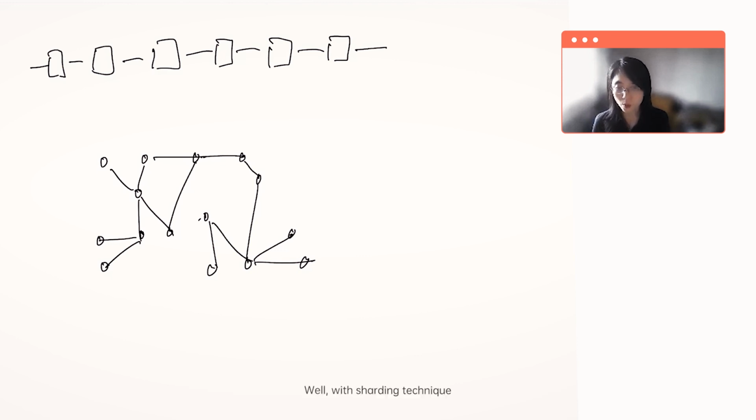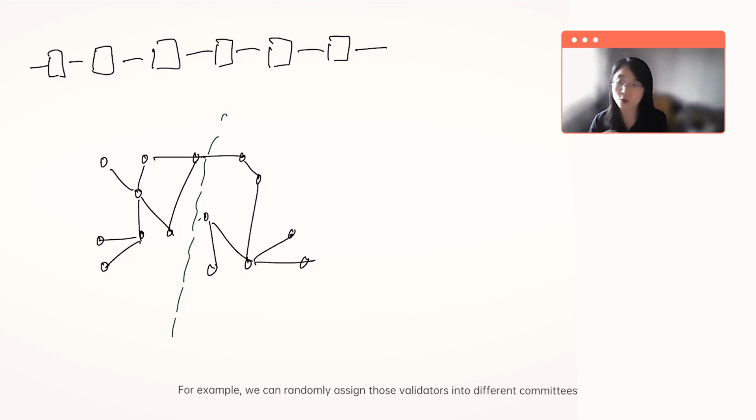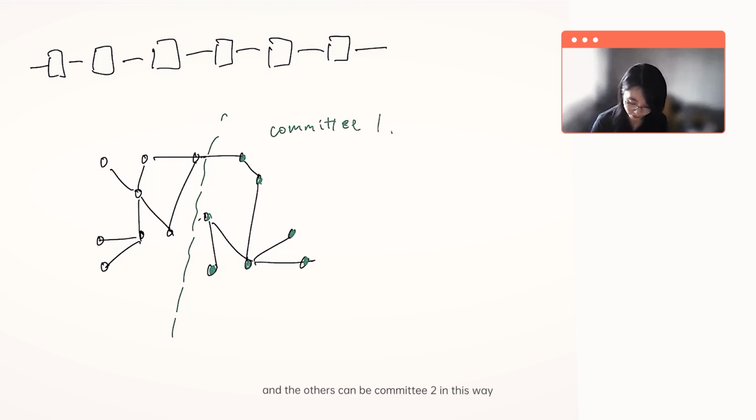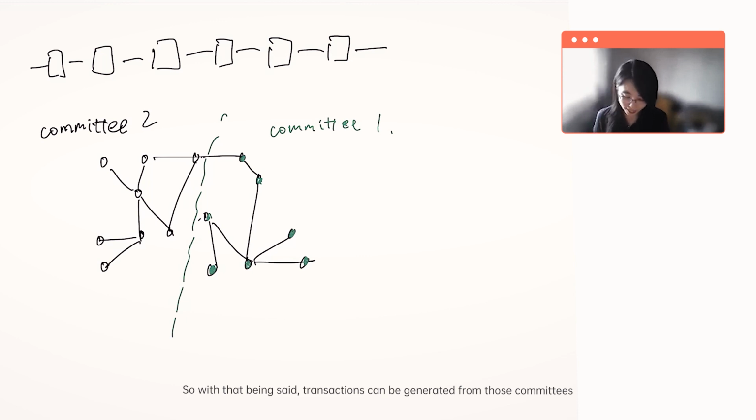posted on the block. Well, with the sharding technique, we no longer have all the validators involved in every single transaction together. Rather, we separate those validators into different committees. For example, we can randomly assign those validators into different committees. Some of the validators could be assigned to committee 1, and the others can be committee 2 in this way. So with that being said, transactions can be generated from those committees.